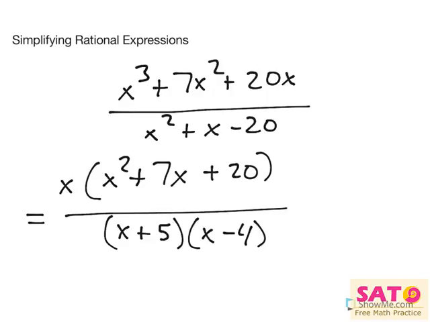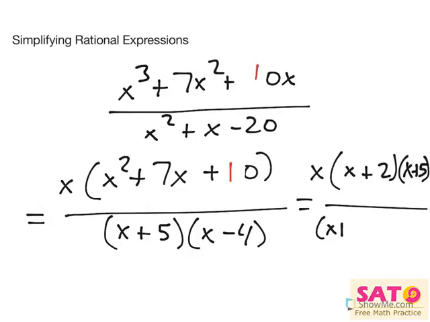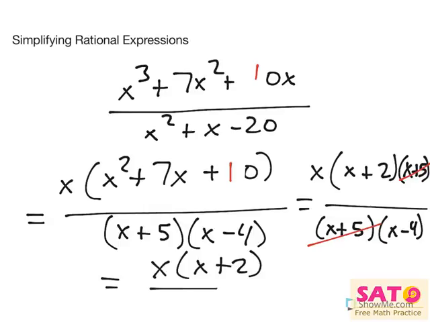We can still factor the top part, which would be x plus 10, and let's change this to a 10. Alright, so it'd be x plus 2 and x plus 5. And the bottom is still the same. So let's reduce these two, and we're left with a final answer of x plus 2 over x minus 4.